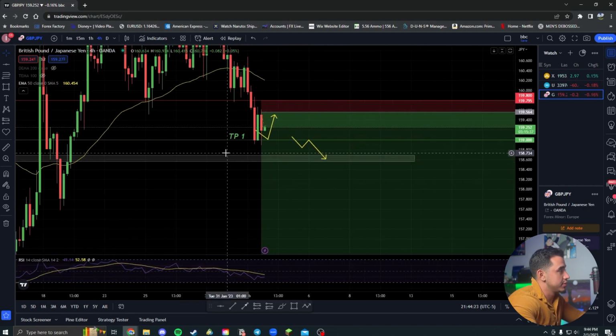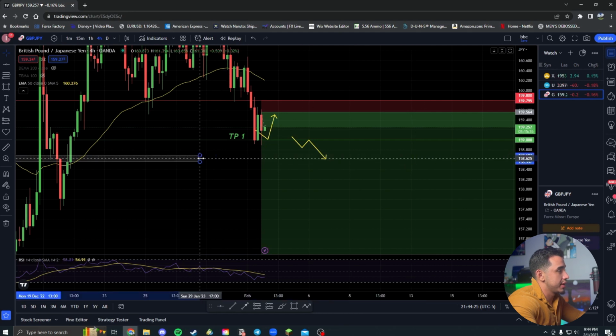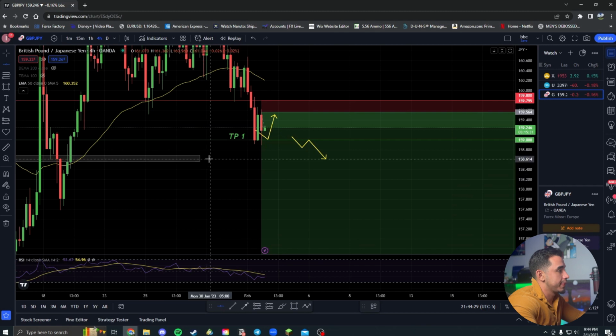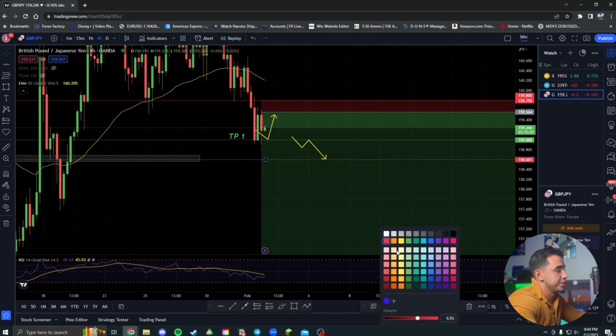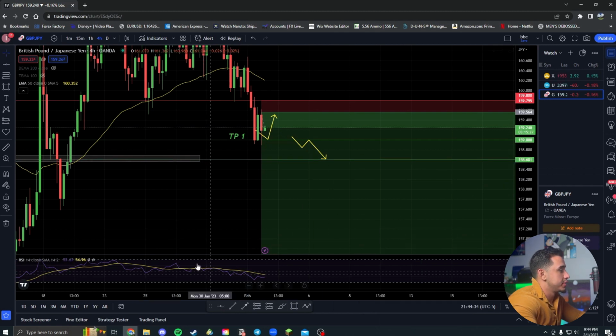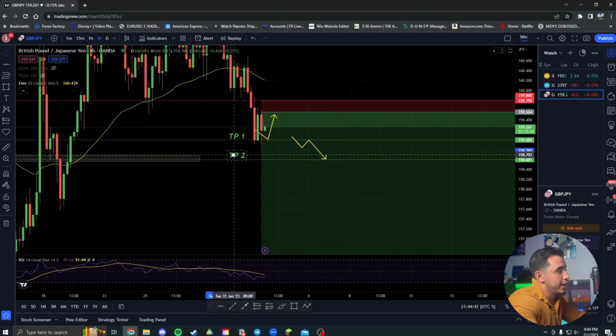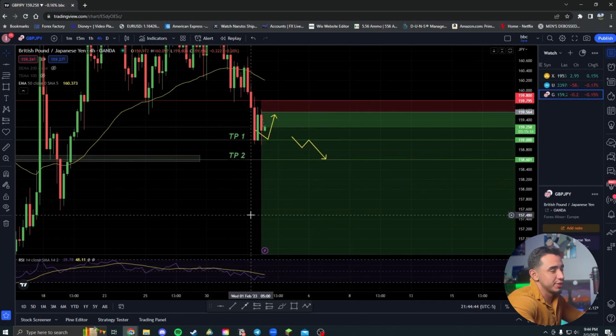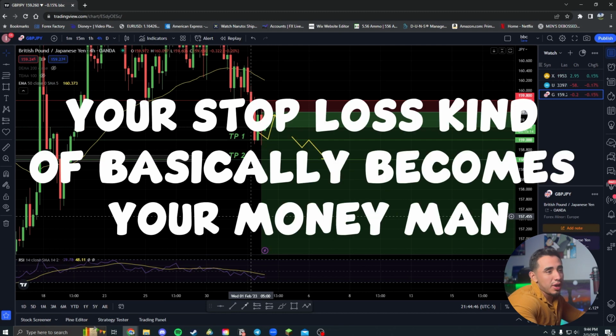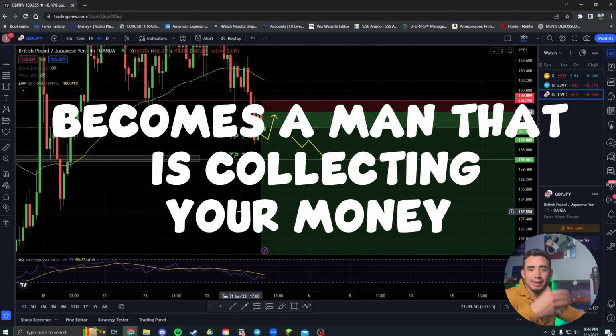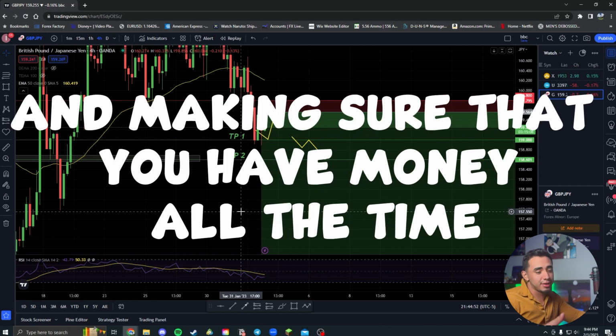Now, this right here, let me scale this back. This level right here, let's draw my little green line. Can't believe that actually lined up. That's pretty crazy. But at this point, I will, where's my text? TP2. Beautiful. Now, since this video is about trailing stop losses, your stop loss basically becomes your money man, a man that is collecting your money and making sure that you have money all the time.